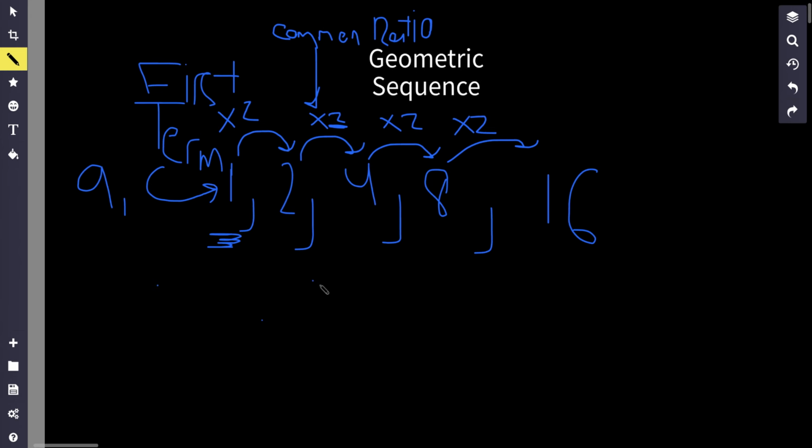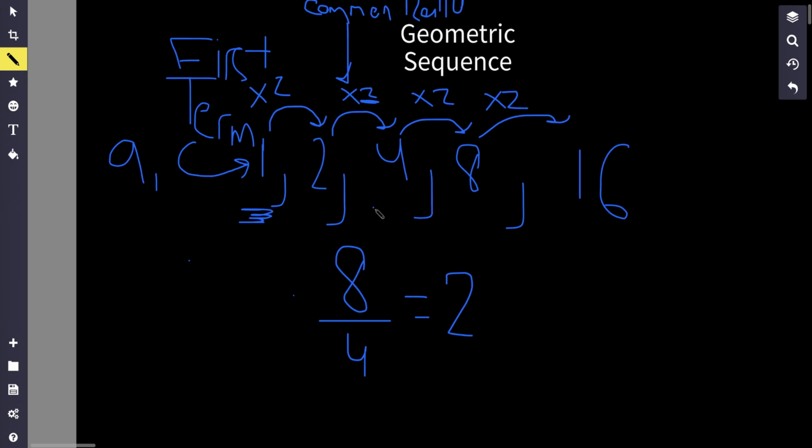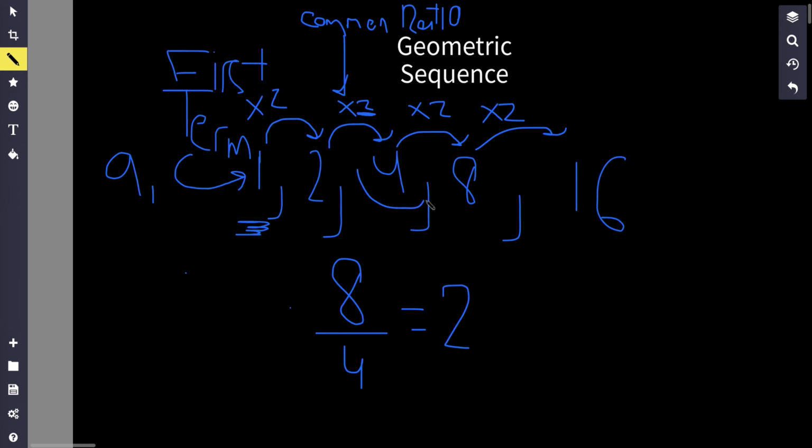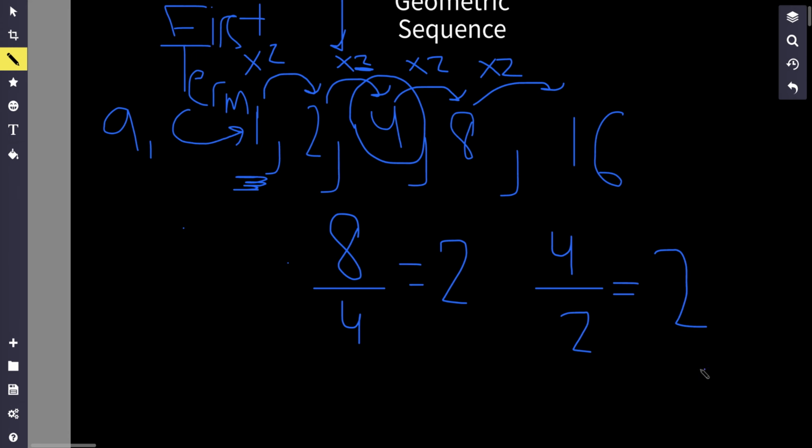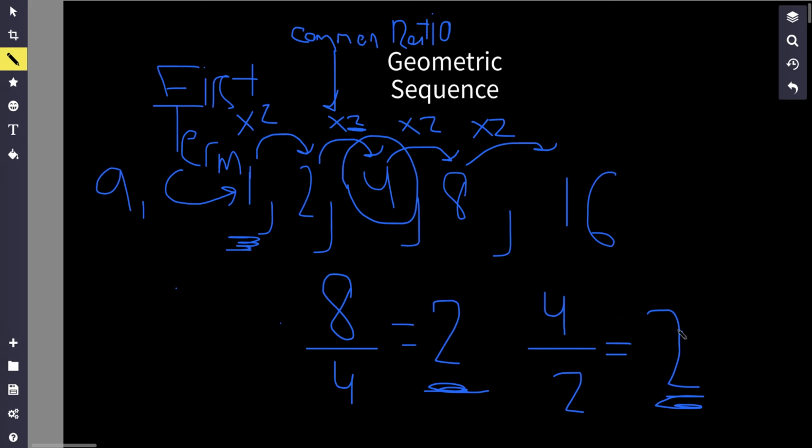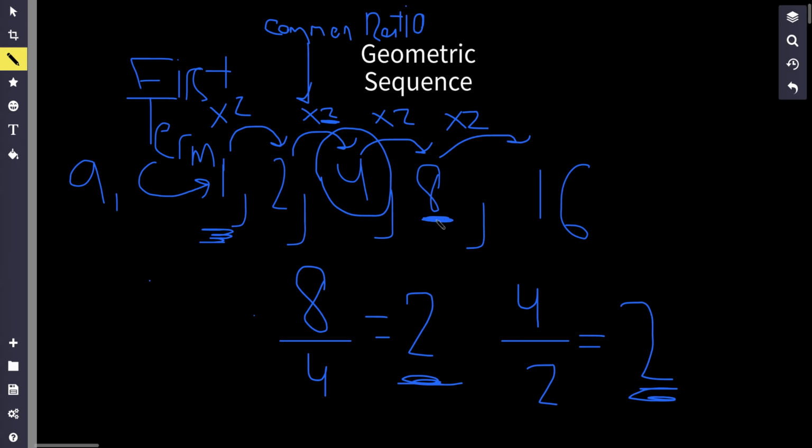Another way you can think about it is if I took any one of these terms, so let's say I take 8, and then I divide it by the term before it. The term before 8 is 4. 8 divided by 4 is 2. Let's say I took another random number, 4, and I divide it by the term before 4, which is 2. Notice how I also get 2.